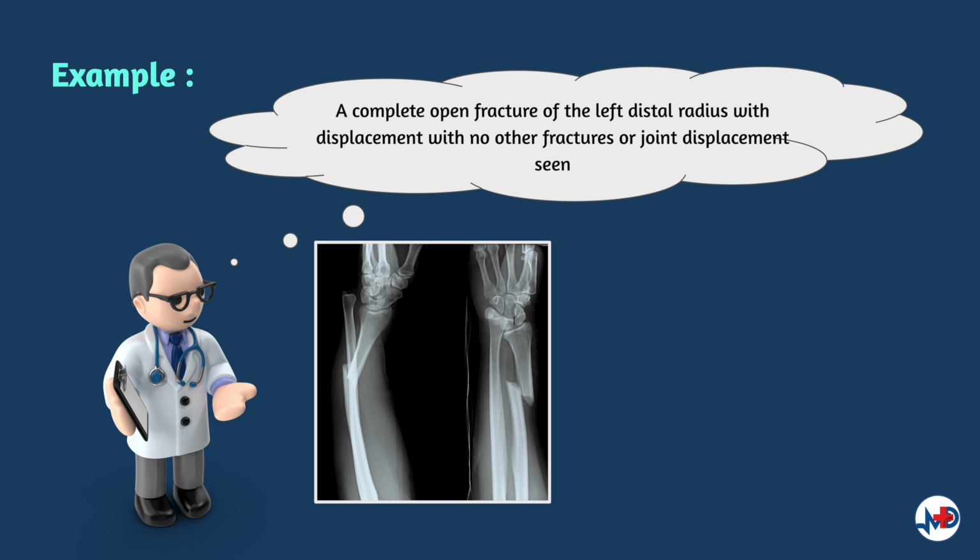Let's look at an example. A complete open fracture of the left distal radius with displacement, with no other fractures or joint displacement seen. And this is how we would like to describe this particular x-ray or fracture.